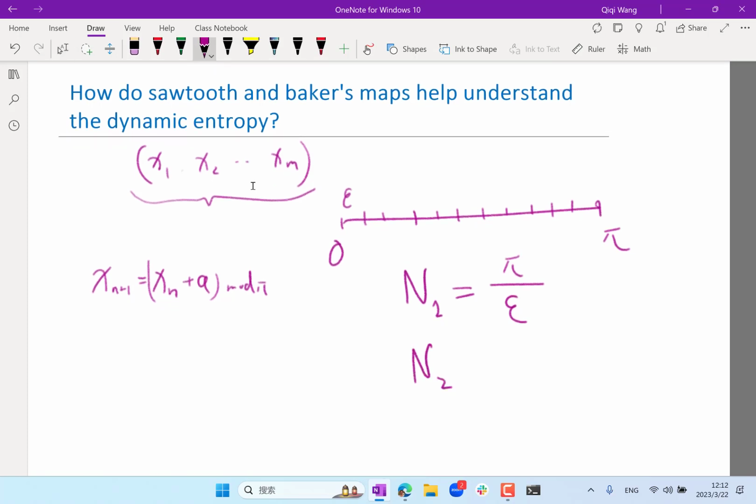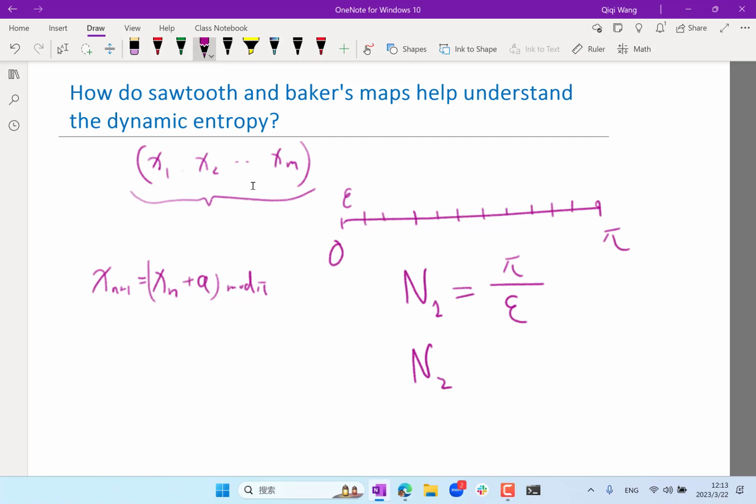So let's imagine what is N2. Yes? So dynamic entropy is the number of patterns that we will see in the chaotic system. Yeah, so the dynamic entropy is basically how unpredictable a system is. It's more like an information theoretic measurement. So as time goes on, what is the rate of new information I can observe from the time history of the system?